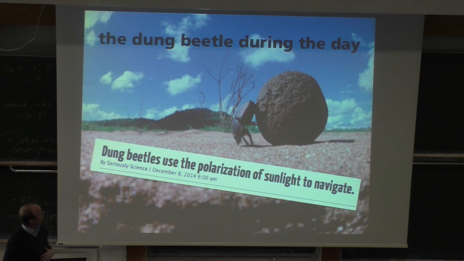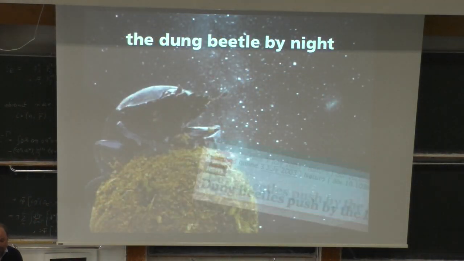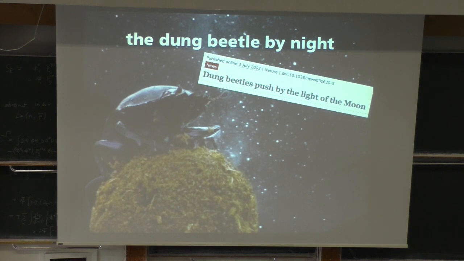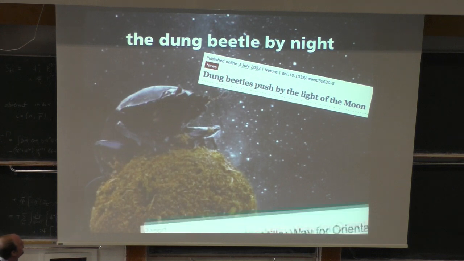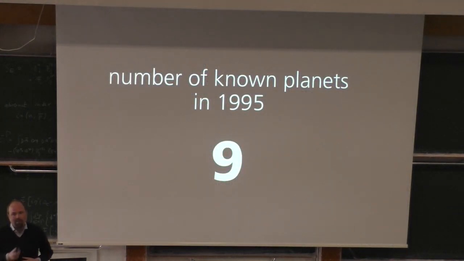What you may not realize is that the dung beetle is also very much an astronomical creature. So dung beetles have been found to navigate by the polarized light of the moon and even by the orientation of the Milky Way. So I'll try to combine my two sides of the dung beetle. I'll start with my nocturnal side and I'll finish with my dung beetle during the day side. So my nocturnal side is really much about exoplanets.